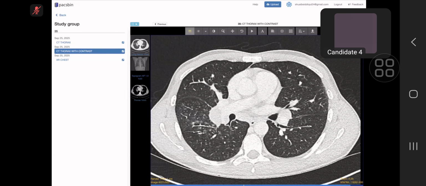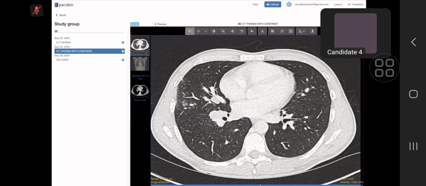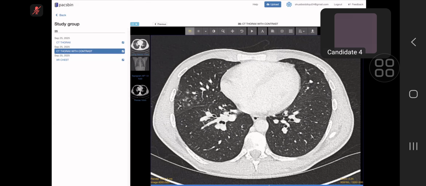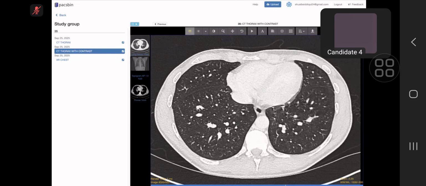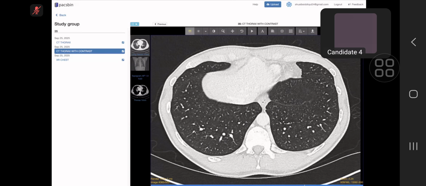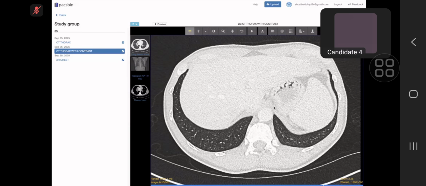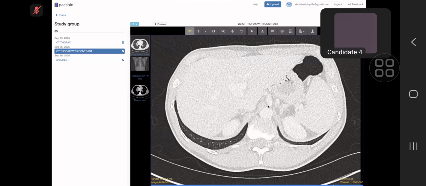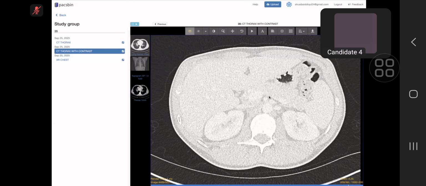Okay, here I can appreciate that there is mild septal thickening as well as there is evidence of bilateral tree-in-bud opacification noted that is seen predominantly in the upper lobes. The lower lobes of both lungs grossly appear unremarkable with no evidence of ground glass opacification or tree-in-bud nodularity.